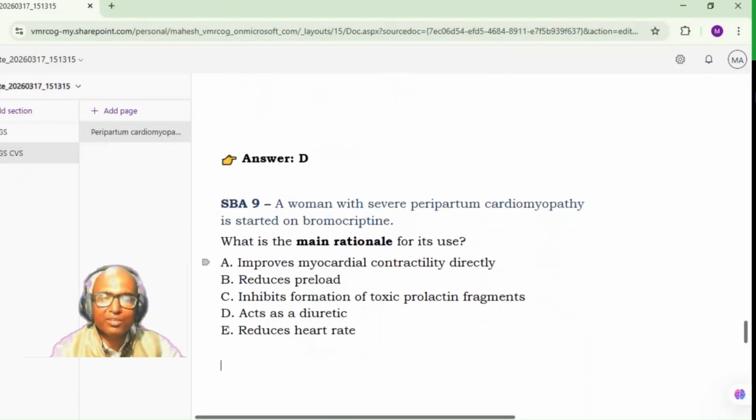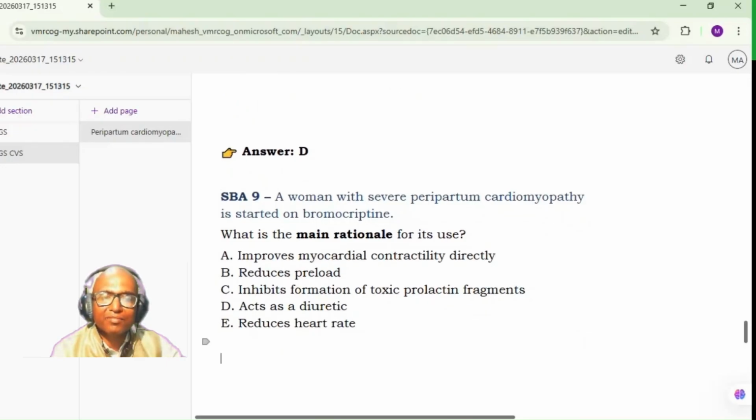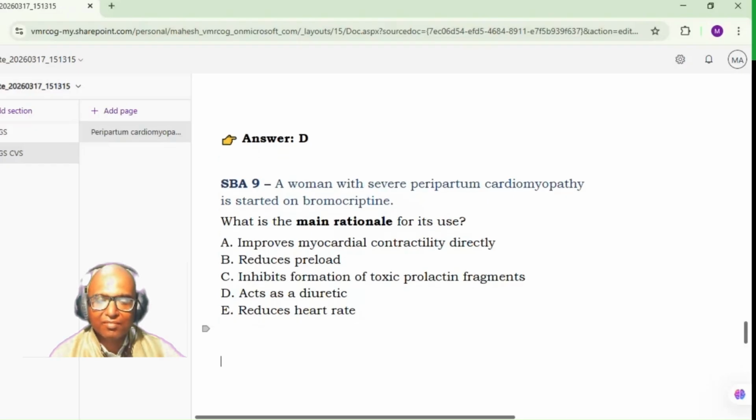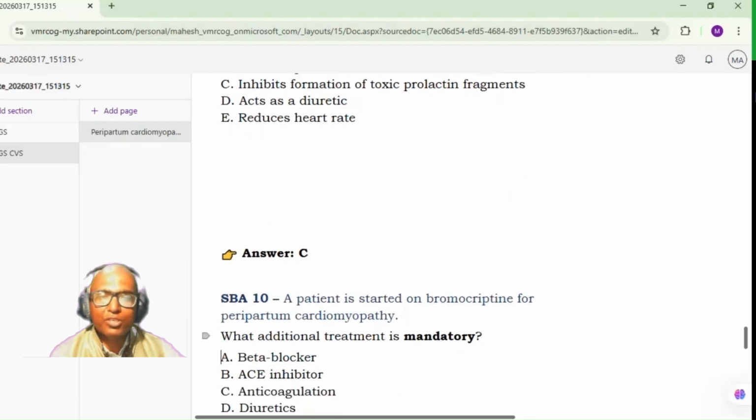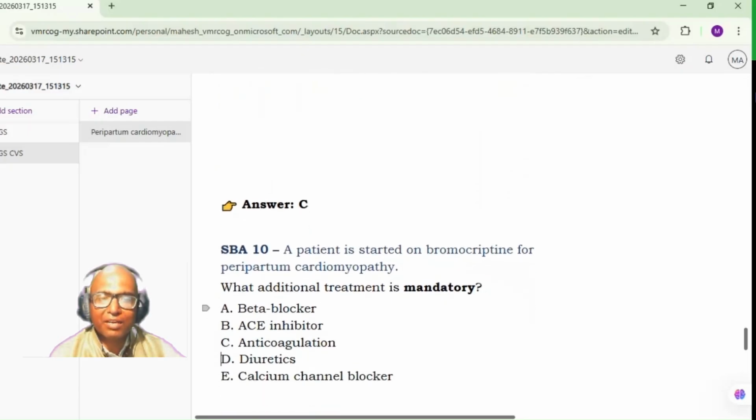Okay, next doctor. A woman with severe peripartum cardiomyopathy is started on bromocriptine. What is the main rationale for its use? It improves myocardial contractility directly, reduces preload, or inhibits formation of toxic prolactin fragments. So C is the answer. It inhibits the formation of toxic prolactin fragments.